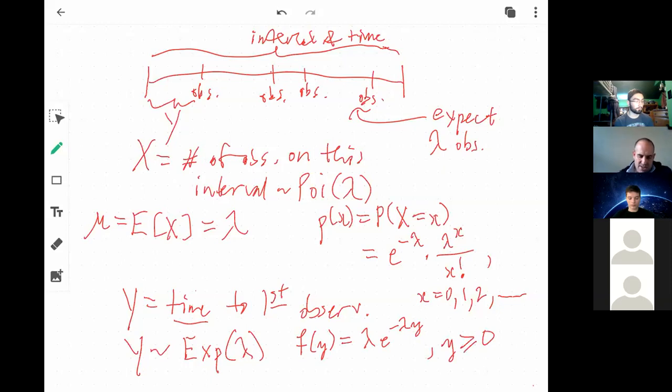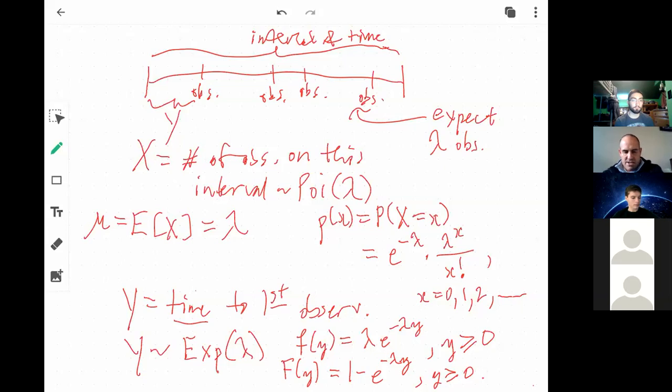And it's 0 otherwise. And the cumulative distribution function for this thing is just 1 minus e to the minus lambda y for y greater than or equal to 0. Okay? So Y is simply the amount of time that passes until the first observation occurs in this Poisson process.